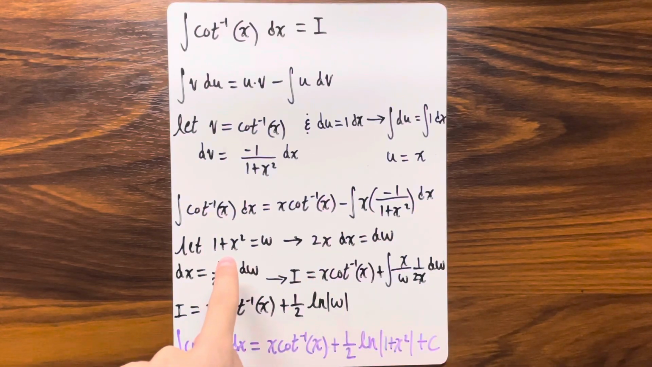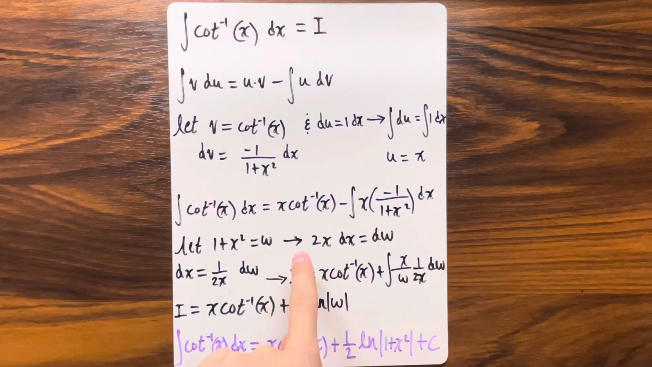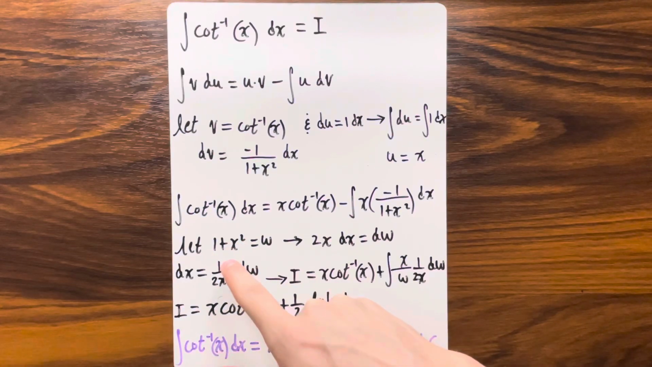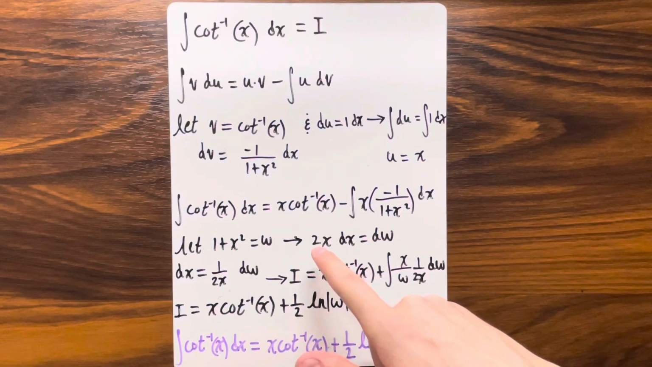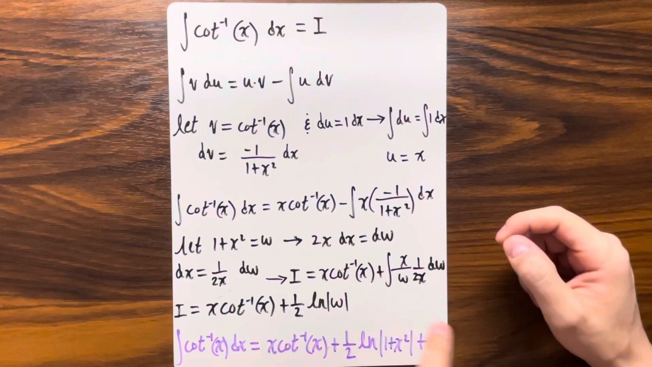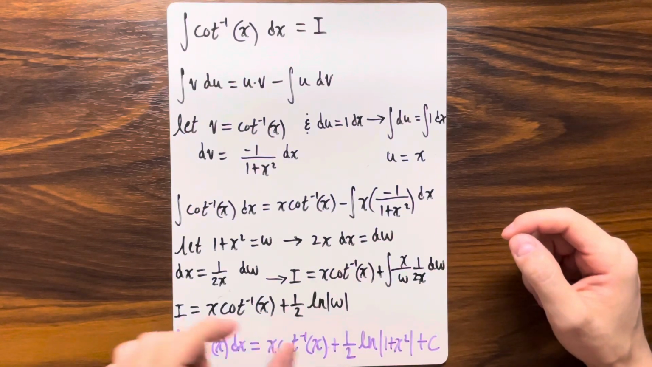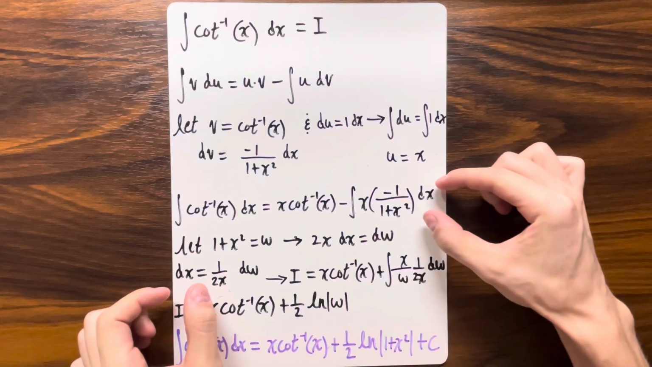So now we can use another substitution. We can say let w equal 1 plus x squared, and then we can solve for dx. So taking the derivative of this side, we get 2x. So we get that 2x dx is equal to dw. Now we can solve for dx by dividing both sides of this equation by 2x. And now that we've solved for dx, we can plug it in here.